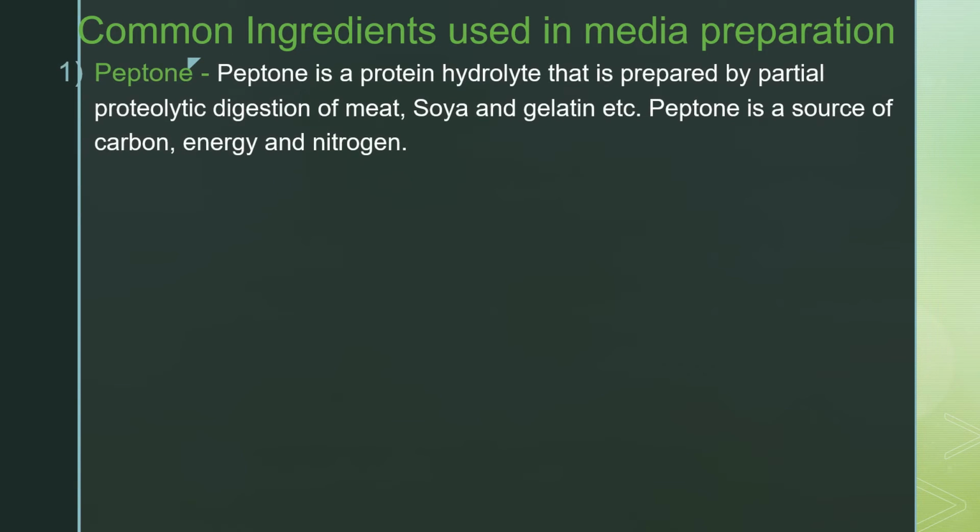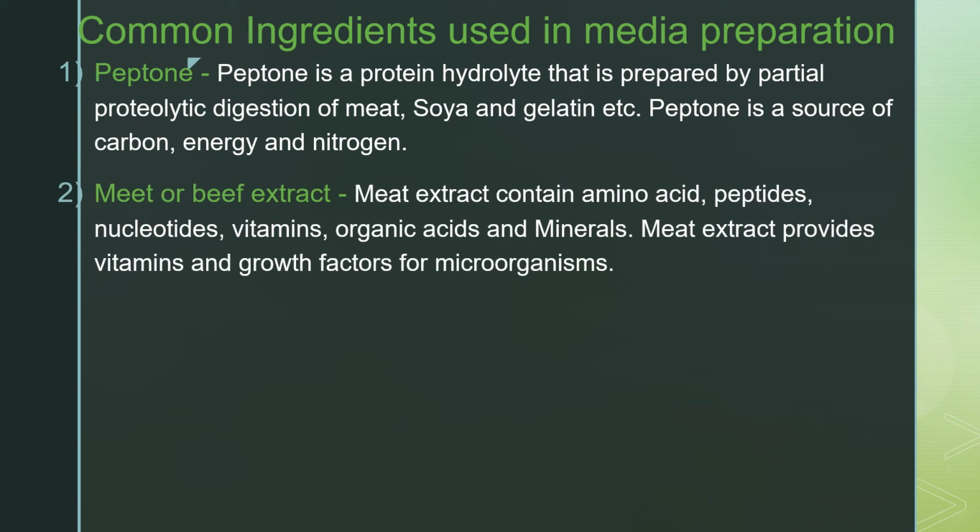First one is peptone. Peptone is a protein hydrolysate that is prepared by partial proteolytic digestion of meat, soya and gelatin. Peptone is a source of carbon, energy and nitrogen. So here peptone is an important source of carbon, energy and nitrogen. The amount of carbon, energy and nitrogen which is important for synthesis of cellular components, growth and multiplication is provided by peptone.